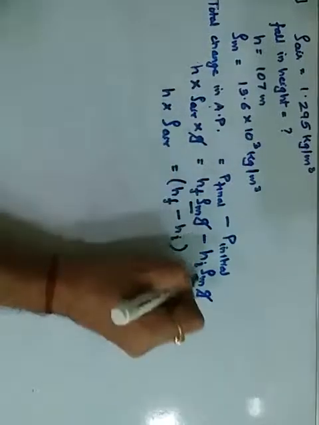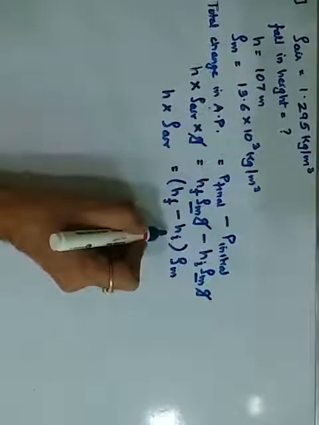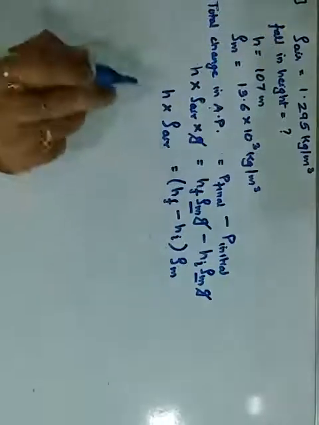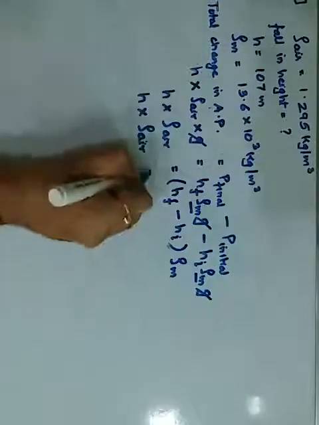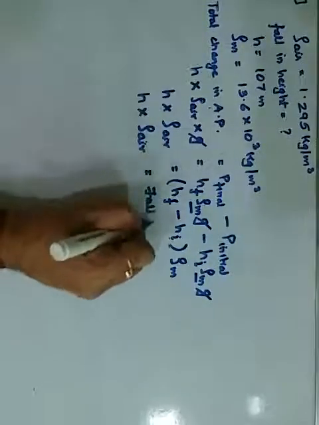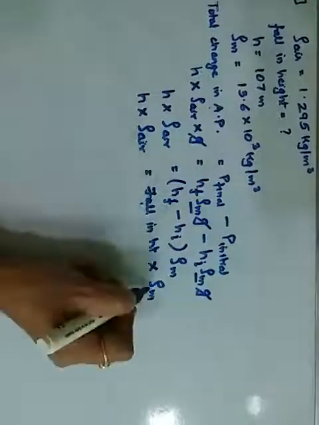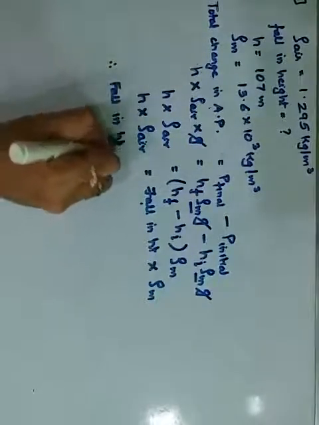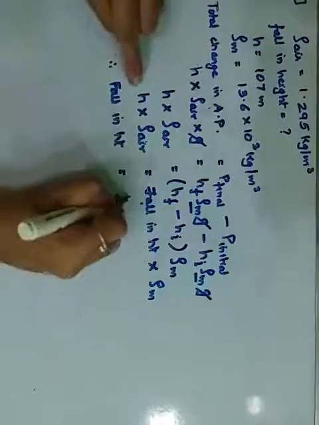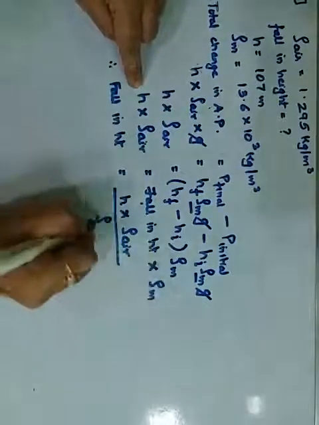Why? Because rho m, that is the density of mercury, is common. So this is the change in the height, that is the fall in the height. So what we have derived is that height into atmospheric density is equal to the fall in height multiplied by the density of mercury. I want this, so I take this down, and therefore the fall in the height of mercury is h into atmospheric density upon the density of mercury.